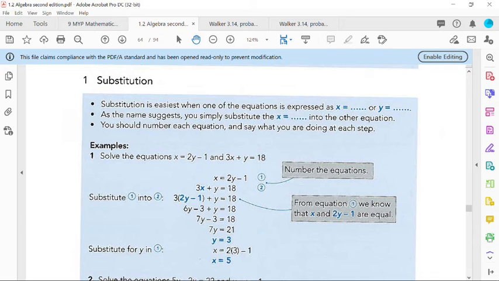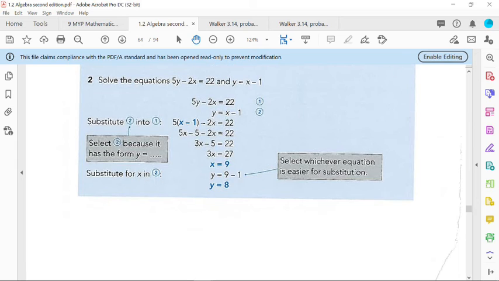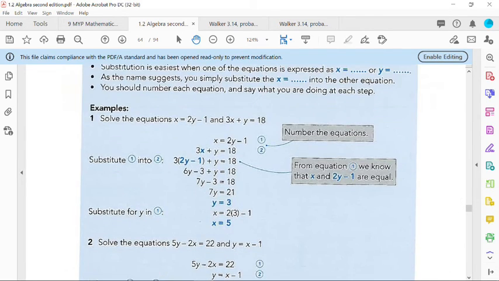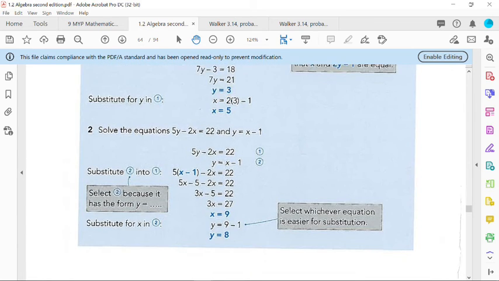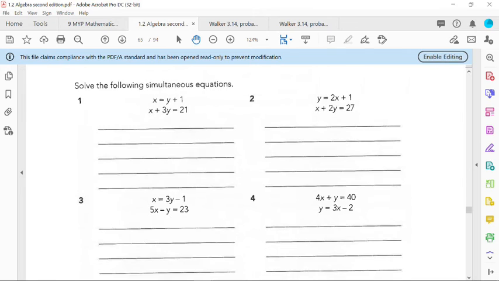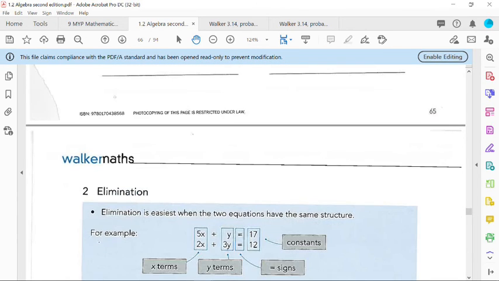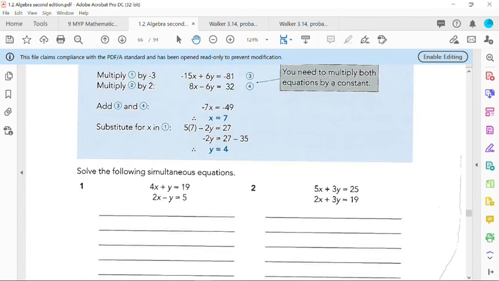But I'm happy for you to do it. It doesn't make any difference. You're never going to be required to use one method over another. So if you want to look at substitution, you can. It's more work. So we're going to solve them by elimination. So there they talk about it.